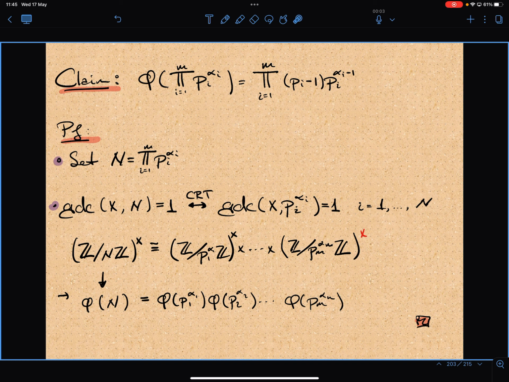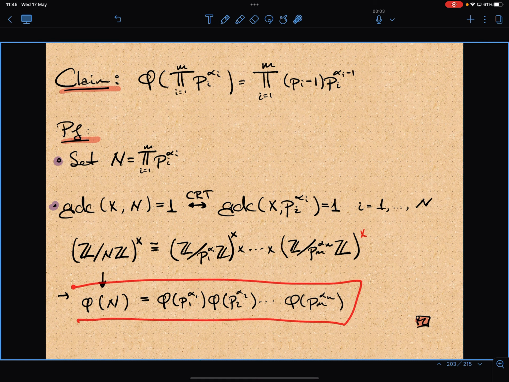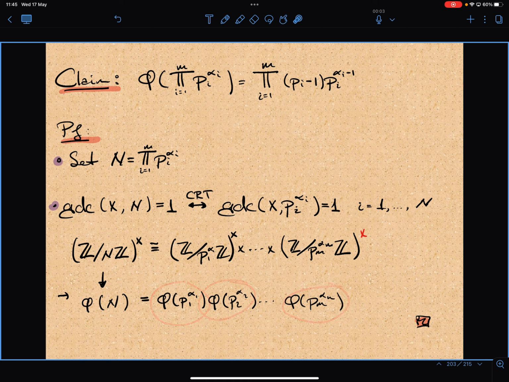So by definition, the phi function is the cardinality of this, and then the cardinality of each of these components is just going to be given by the phi function. So we have this identity, and we know the formula for each of these. We already computed it. So this is equal to the product from i=1 to m of phi of pi^alpha_i.